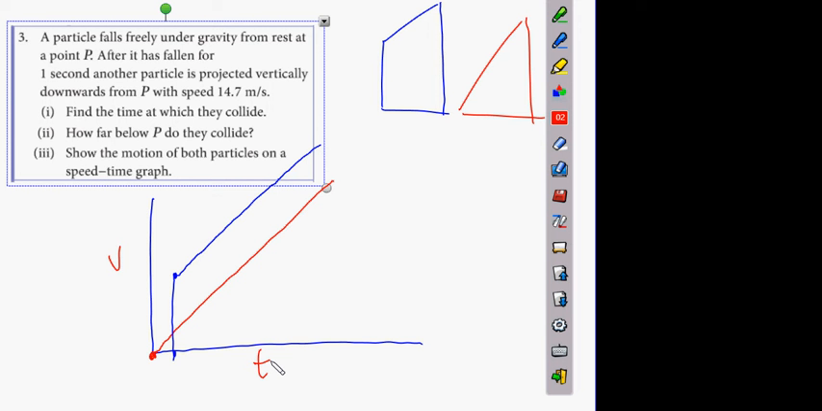Any questions? And just remember to offset it by a second, and you don't start off at 0 because you're starting off at 14.7. That's the only thing you need to remember.